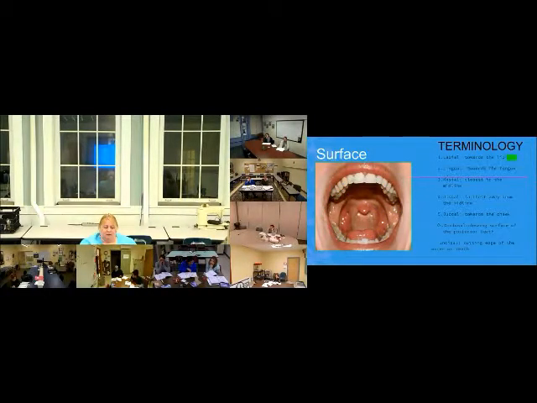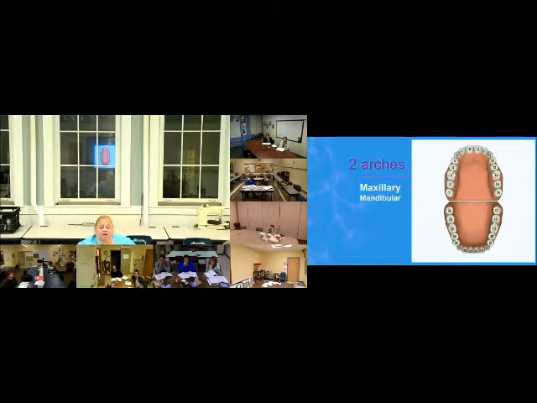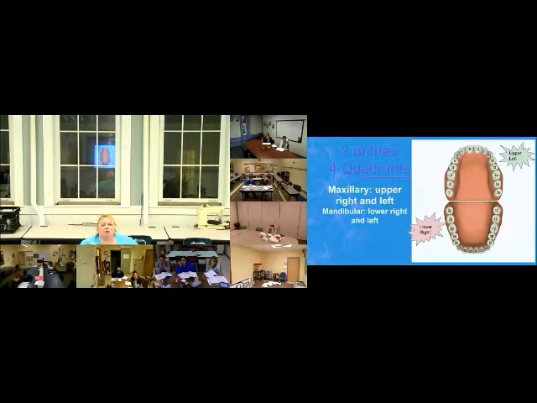Okay. And so here it is again, and I'm not going to spend the time to go through it, but it's color-coded, and you can keep going through it. Okay, so we have two arches, maxillary and mandibular arches. We have four quadrants. We have the maxillary upper right and upper left. We have mandibular lower right and lower left. And there they are divided out with those red lines in between them.